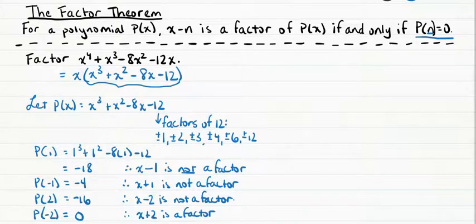Right? So what we know now is that x plus 2 is a factor of this cubic polynomial. So if x plus 2 is a factor of this, we should be able to use polynomial division to figure out what's the quotient when we take this cubic and divide by this factor. So that's our next step.